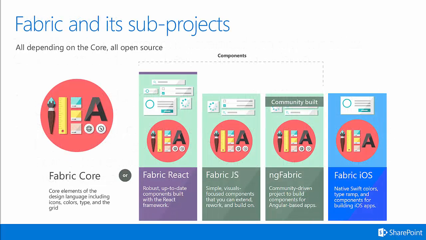Now, Fabric and its sub-projects all depend on the Fabric core. These are the core elements of the design language, including icons, colors, type, and the grid. Underneath the core, you have all the different component projects. You have components for React, some that work for just straight up JavaScript with no framework, some that work for Angular, and then you also have components that you can use in iOS.